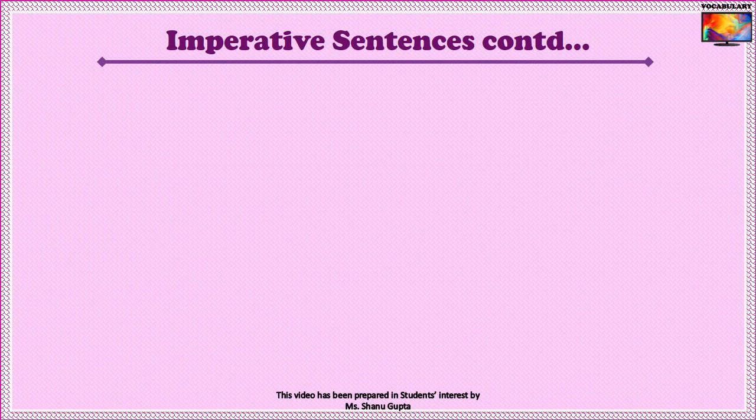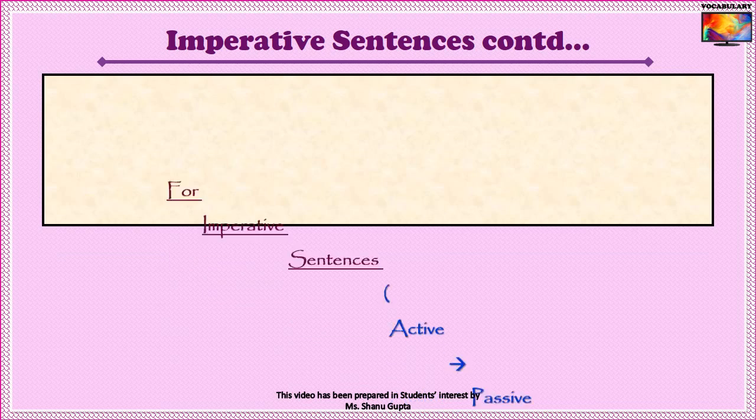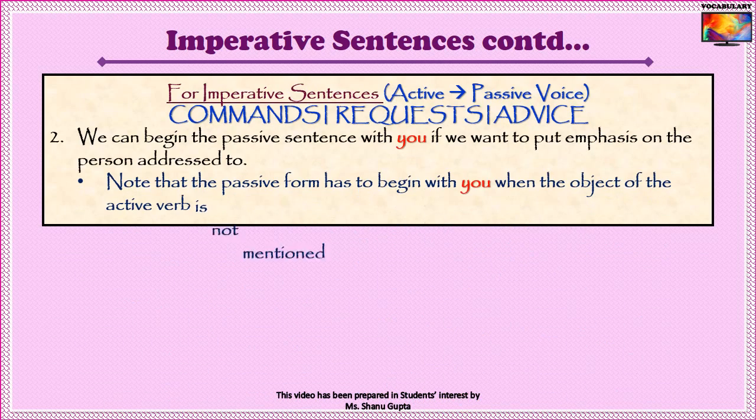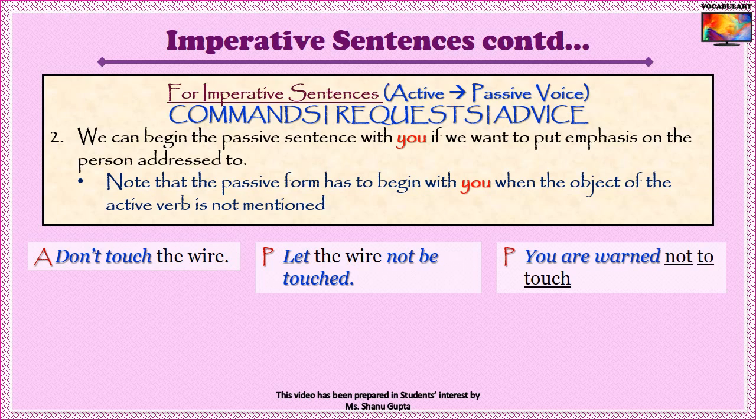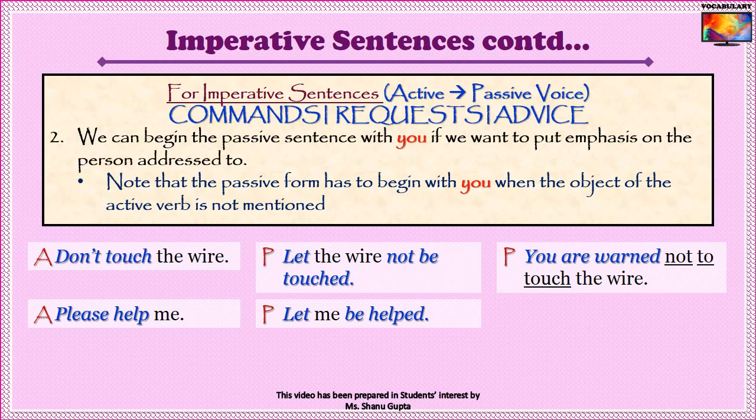There is an alternate construction possible for imperatives. We can begin the passive sentence with you if we want to put emphasis on the person addressed. So, for example, don't touch the wire. Let the wire not be touched. However, if we want to emphasize you, which is the subject of the active imperative sentence, we can alternatively form the passive as follows. You are warned not to touch the wire. Another example, please help me. Either we say, let me be helped, or we can say, you are requested to help me.